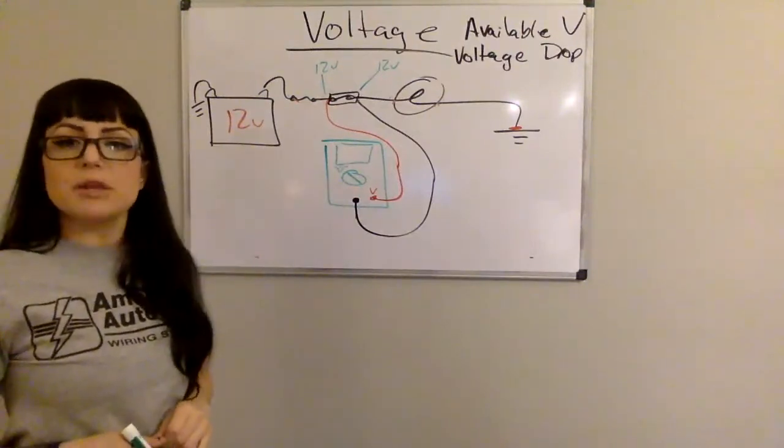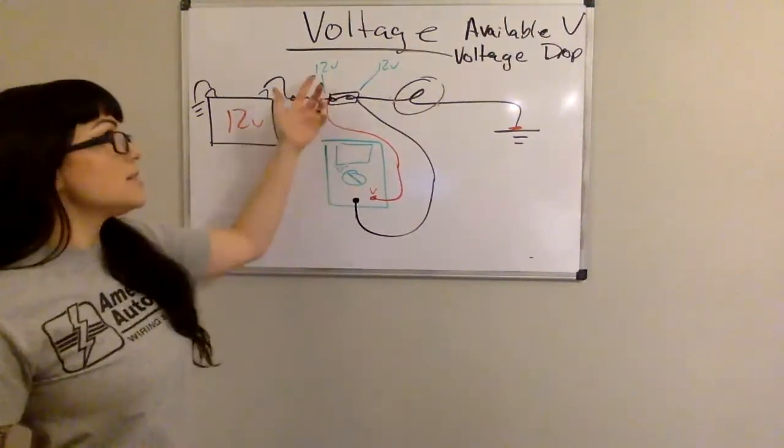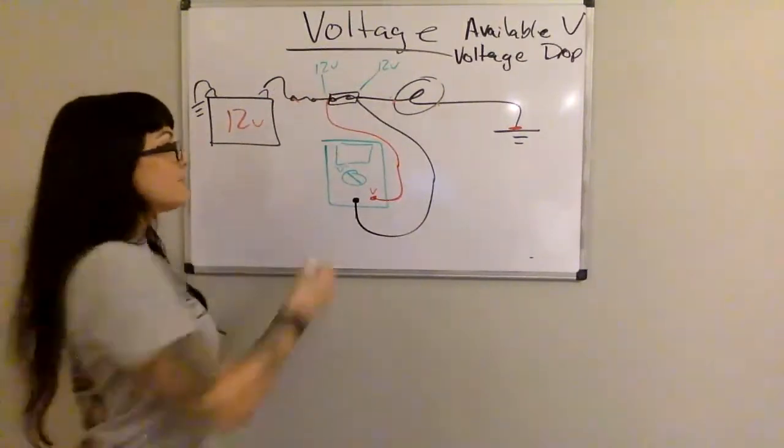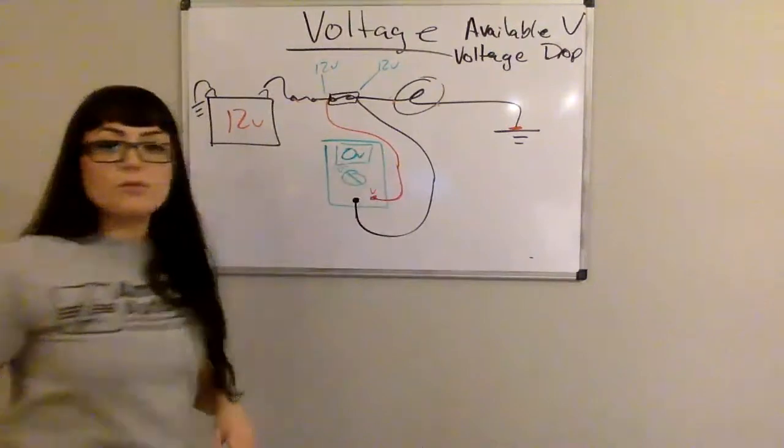Well, if I've got 12 volts coming in, and I've got 12 volts coming out, then what will my meter read? It will read the difference between 12 and 12. Is there a difference between 12 and 12? No. So my meter is going to read 0 volts.